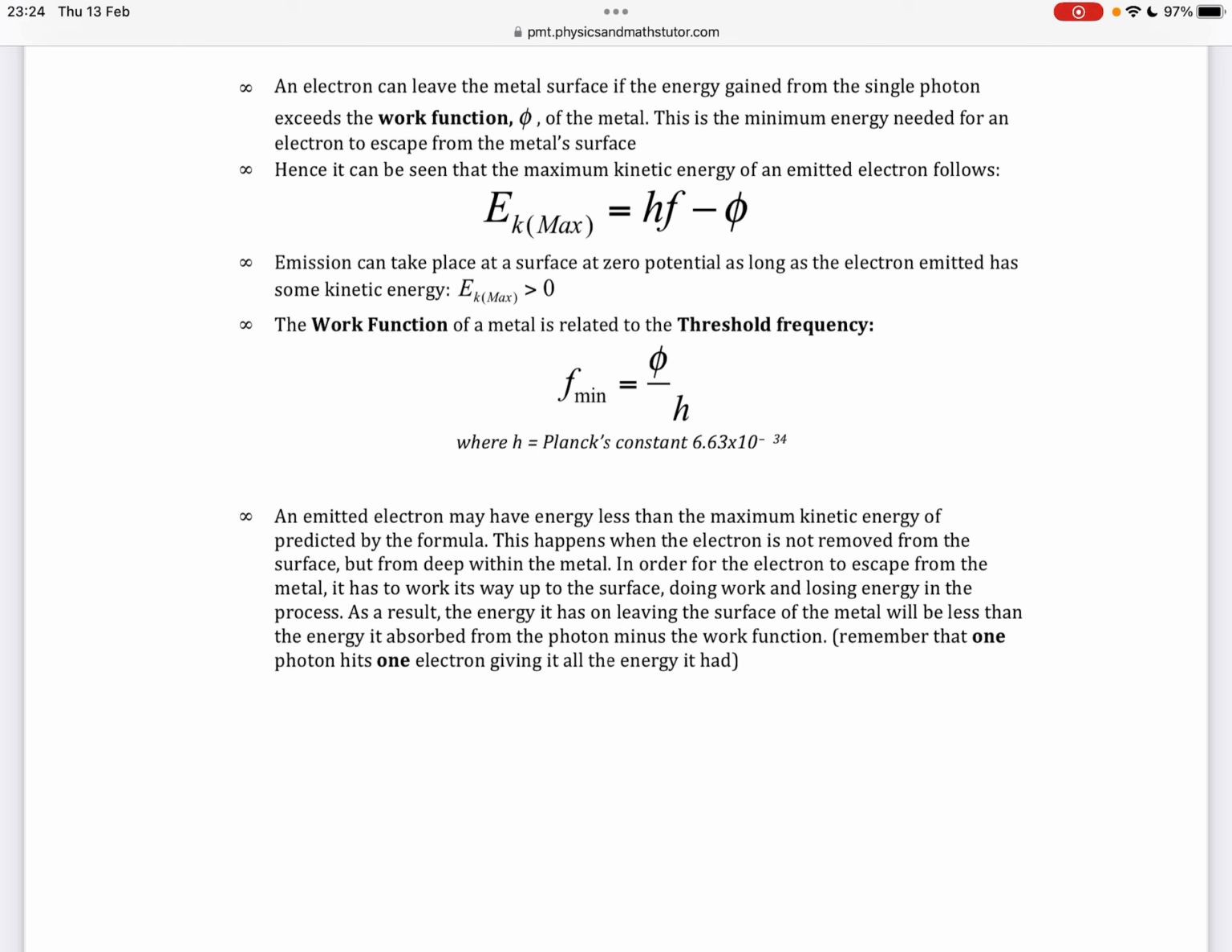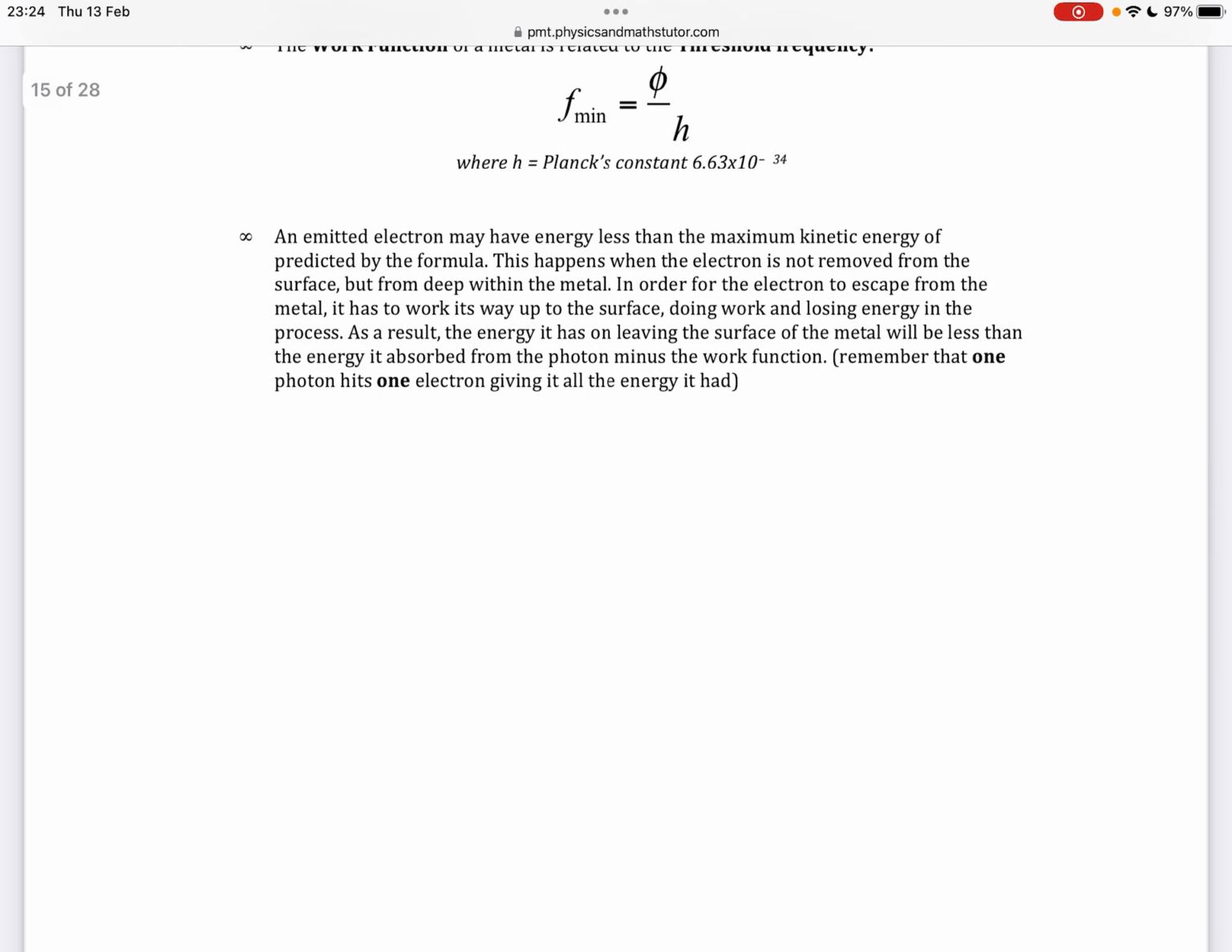An emitted electron may have energy less than the maximum kinetic energy predicted by the formula. It happens when the electron is not removed from the surface but from deep within the metal. In order for the electron to escape from the metal, it has to work its way up to the surface, doing work and losing energy in the process. As a result, the energy it has on leaving the surface of the metal will be less than the energy it absorbed from the photon minus the work function. Remember that one photon hits one electron, giving it all the energy it had.